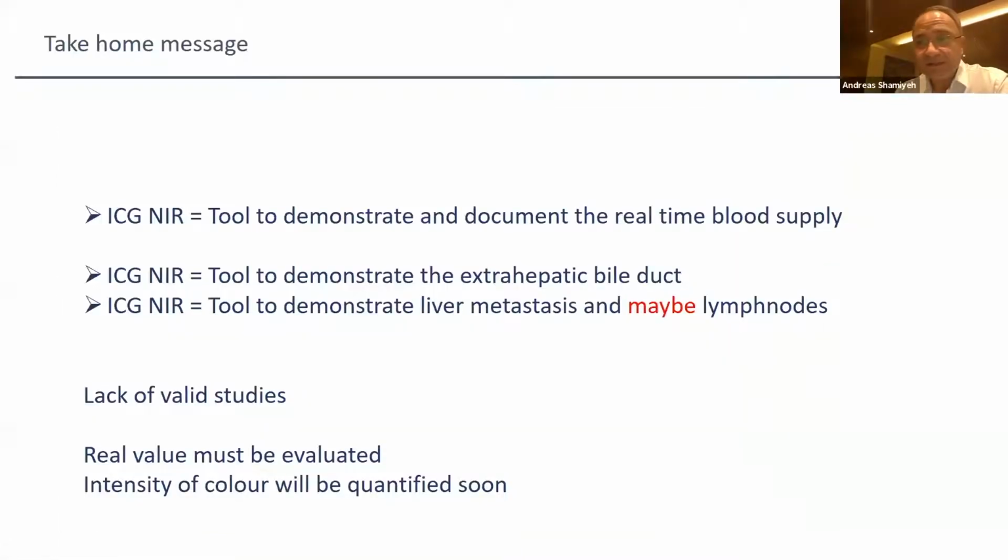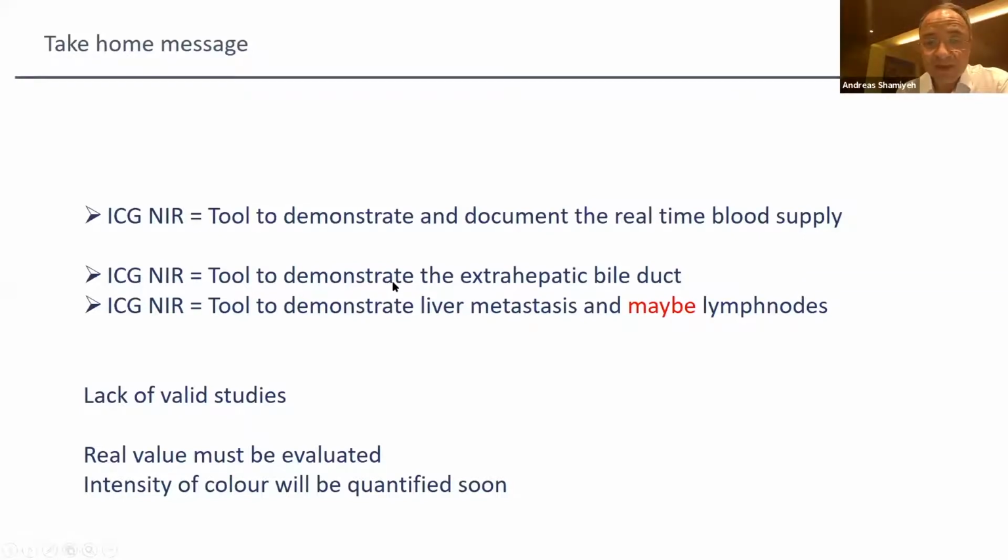So ladies and gentlemen, let me conclude. The ICG near-infrared is a really, really safe and simple and cheap tool to demonstrate and document the real-time blood supply. It gives you a help if you're not sure, and it is the best if you use it routinely to reduce an unnecessary leakage rate, to give you a very low complication and reoperation rate in colorectal surgery. And of course, to make the take-home message complete, it's a very good tool.